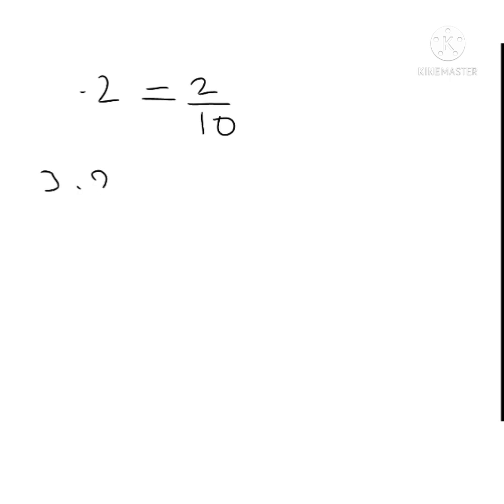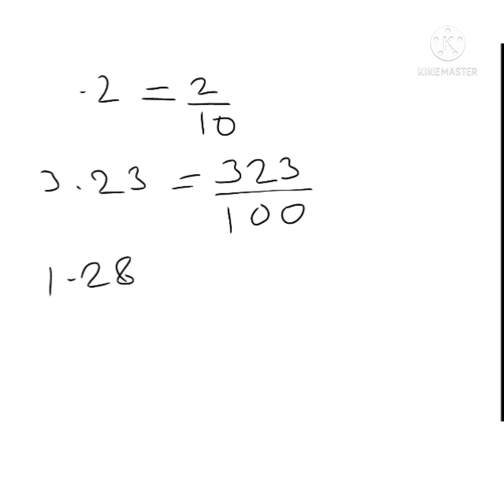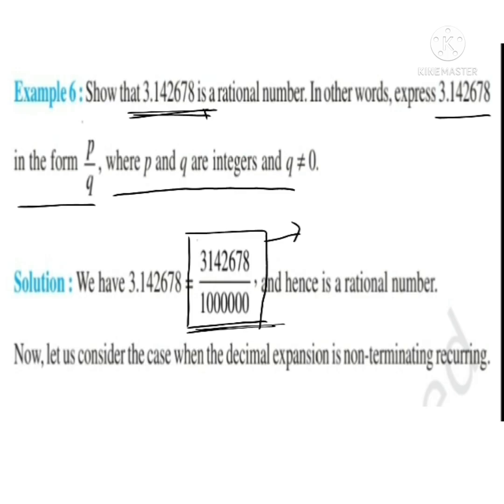Suppose 3.23 is there, then it would be 323 upon 100. Or for 1.281 with three decimal places, we write it as 1281 divided by 1000, that is, 1 2 8 1 divided by 3 zeros, right? So this is how we write the terminating decimal numbers.